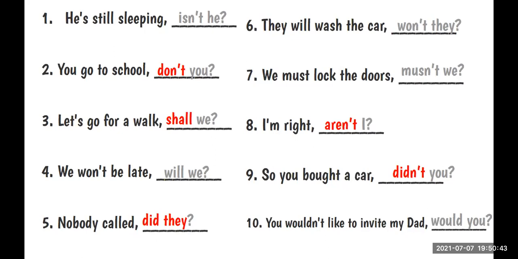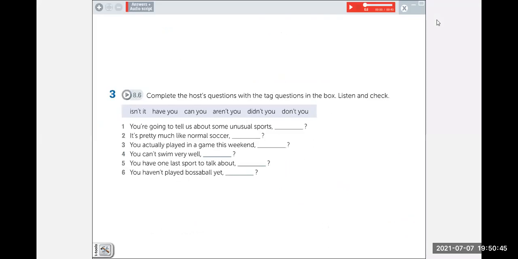Okay. Let's go to the book. Let's complete some of the exercises here. Okay. Aquí tenemos algunos ejemplos de lo que vimos. Ok, por ejemplo, aquí sí tenemos auxiliar. Vamos a resaltarlos. Por eso nuestra tag question era aren't you?